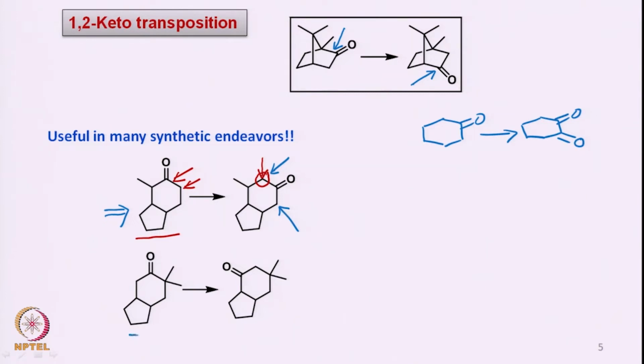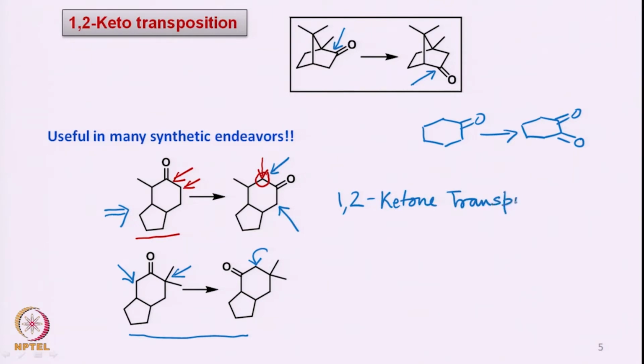Similarly, there is another example like this, where if you have blocked this particular alpha position of the carbonyl group, then we can convert this ketone to the next carbon atom, and once that is done, one can also functionalize the position next to the carbonyl group. So this is called 1,2 keto transposition, or ketone transposition. So what are the methods?